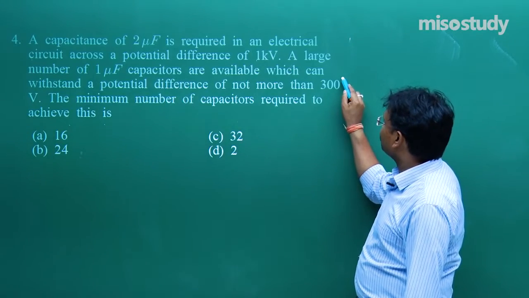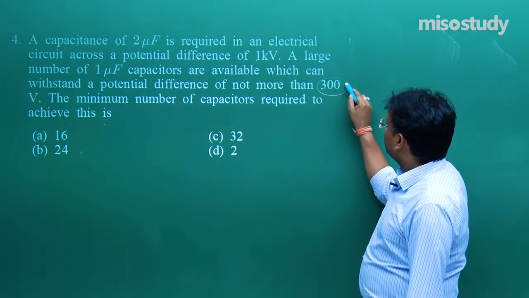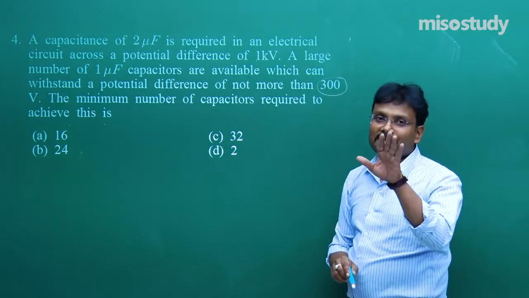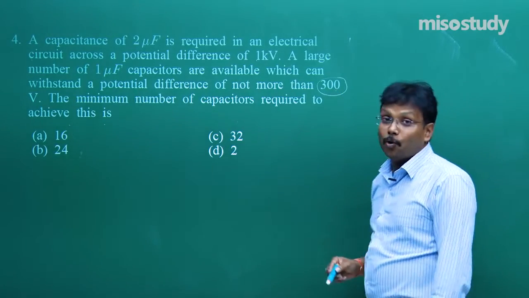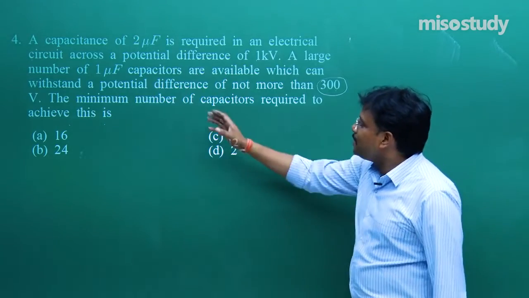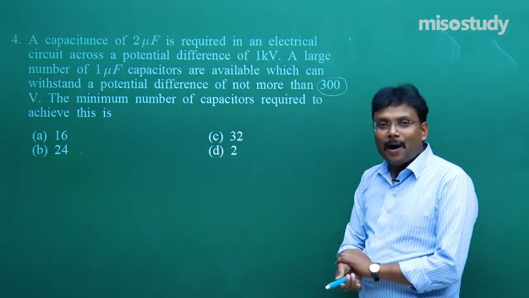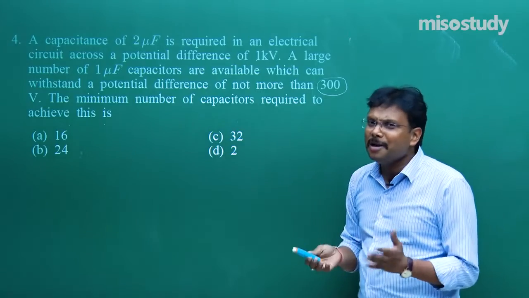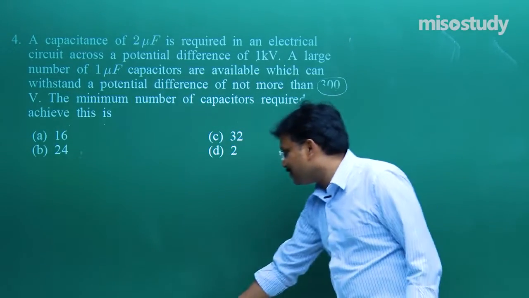But the problem, students, is this circuit cannot sustain beyond this volt. Beyond this volt, it's bound to damage. Okay. The minimum number of capacitors required to achieve this target. How many minimum number of capacitors are required?